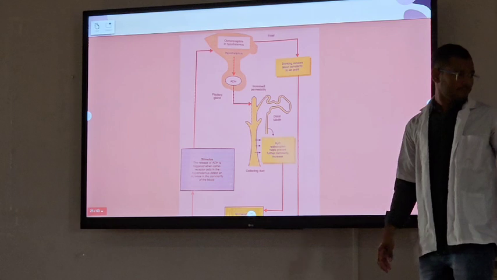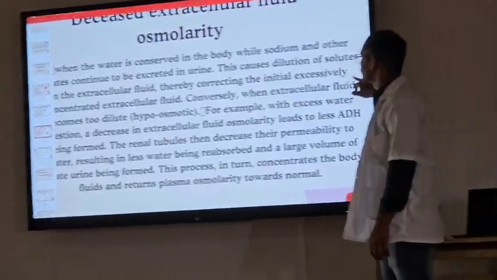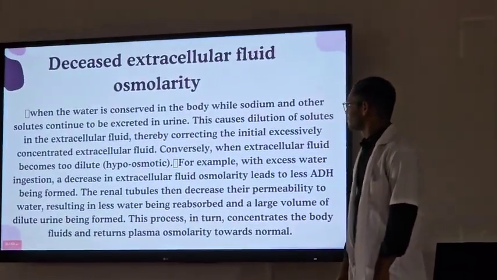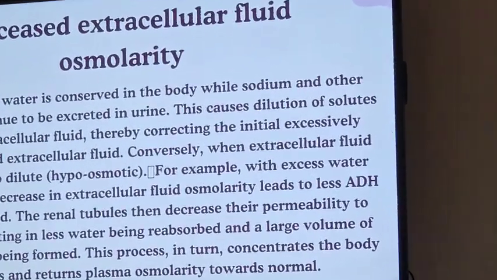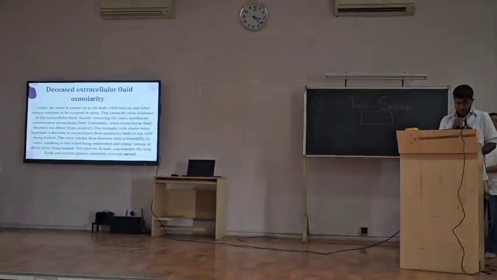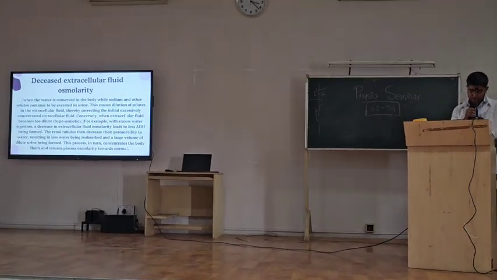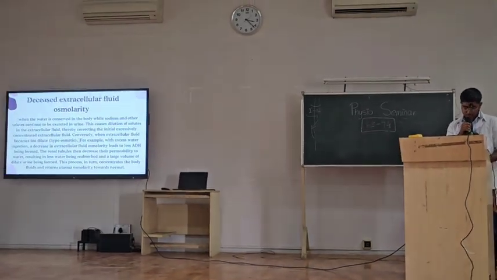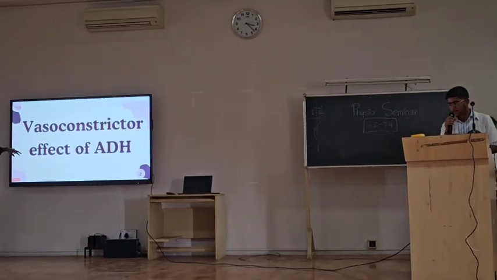Conversely, when extracellular fluid becomes dilute, for example, with excess water ingestion, decrease in extracellular fluid osmolarity leads to less ADH being formed. The renal tubules then decrease their permeability to the water, resulting in less water being reabsorbed and large volume of dilute urine being formed. This process in turn concentrates the body fluids and returns the osmolarity towards normal. Now, Ravina will continue.